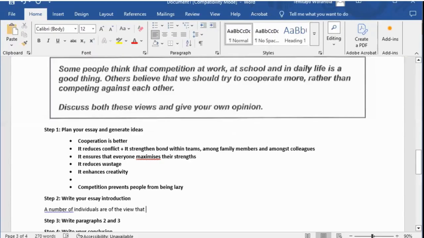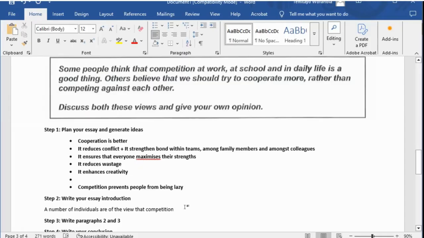They are different. Many means many. Some means just a few. Some is not as plenty as many. Some might mean maybe 15 people. Many can mean 300 people. Those two things are far apart. So a number of individuals are of the view that competition is good. Let me just continue.